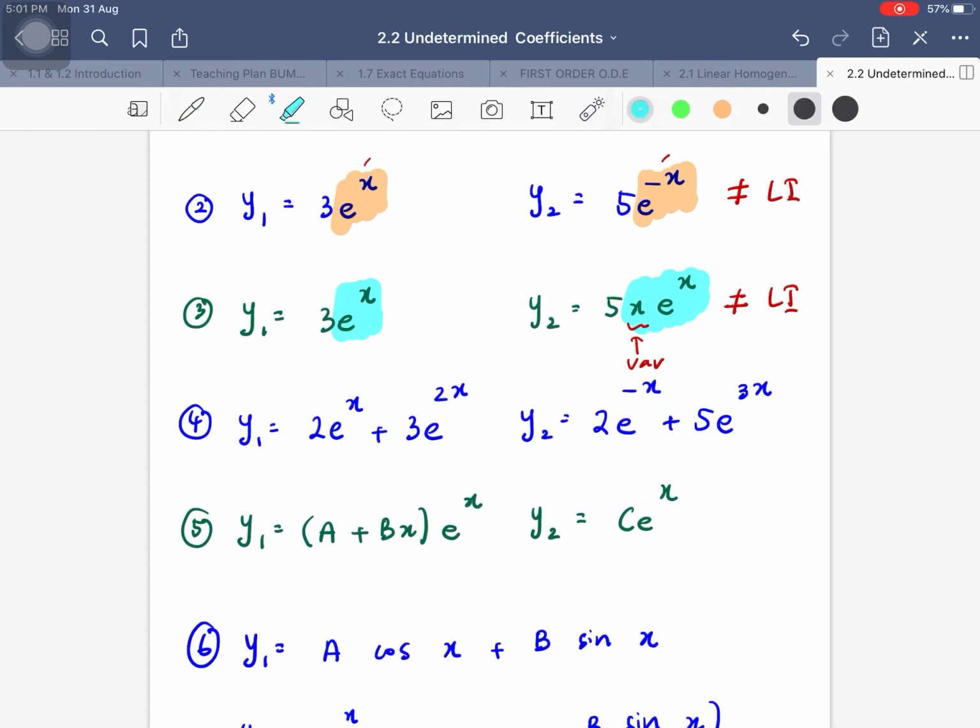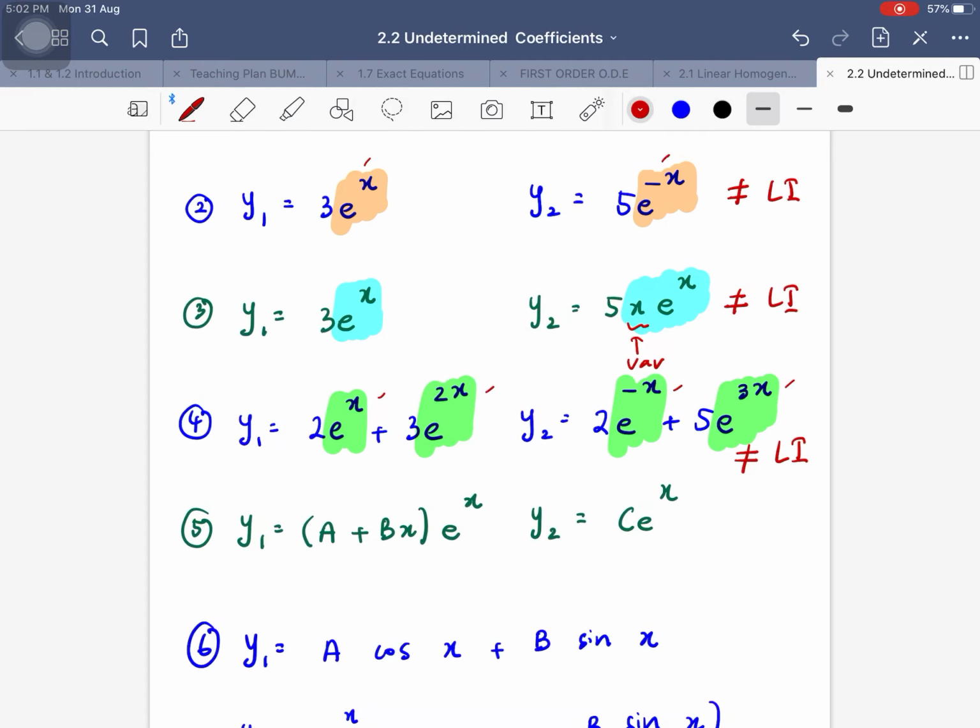For example, if I were to refer to y1, when I remove the 2, this is my function. Remove the 3, I'll end up with exponential of 2x. And on this side, when I remove 2, I'll get exponential of negative x. Remove 5, I'll get exponential of 3x. And then I compare the exponentials. Are any of them the same? So this is exponential x, 2x, negative x, 3x. Nope, none of them are the same. Automatically, these two functions are linearly independent. So that is how it's done.